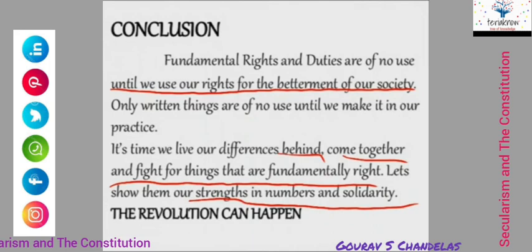Understood? So it was all about the fundamental duties, where I also tried to interconnect fundamental rights with fundamental duties.